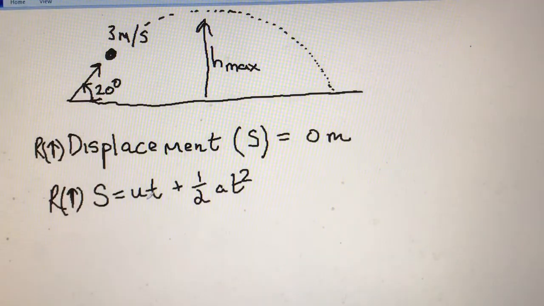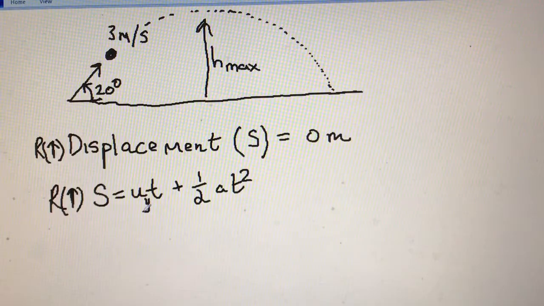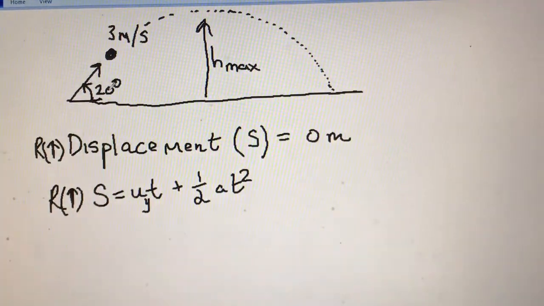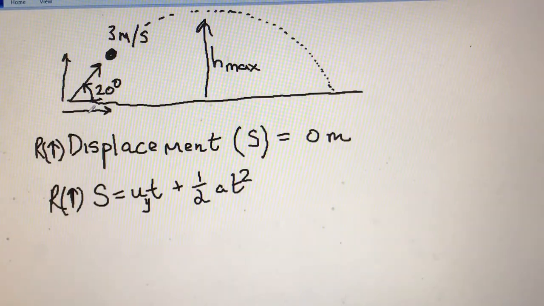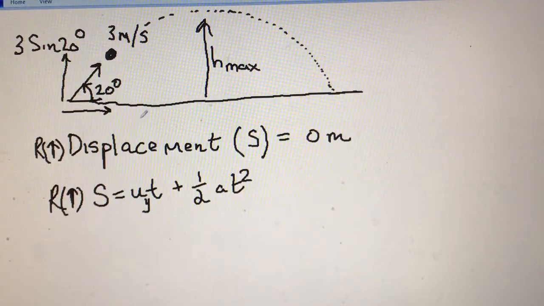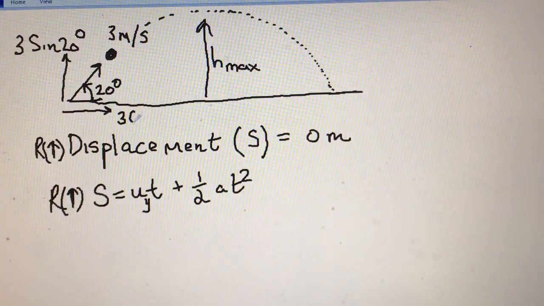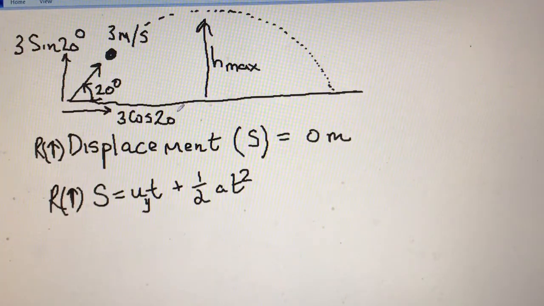The u value is going to be the vertical component, which is uy. The way you work this out is we look at the angle at which the object is projected, which is 20 degrees, and the vertical and horizontal motion can be calculated using trigonometry. The vertical one is going to be 3 sine 20 degrees, and similarly the horizontal one is going to be 3 cosine 20 degrees.